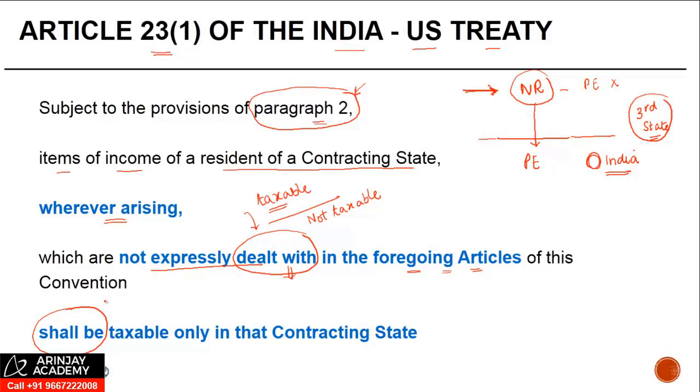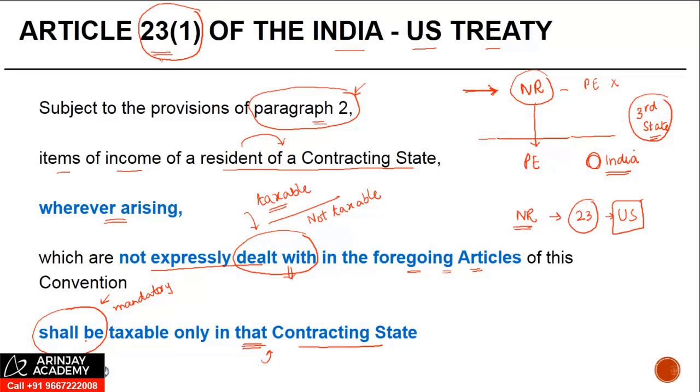So if an item of income is not dealt with in the foregoing articles of this convention, it shall be taxable. The use is "shall be", which means it is mandatory that it shall be taxable only in that contracting state. So a resident of a contracting state shall be taxable in that contracting state, which means if a non-resident is there who gets items which are covered under Article 23, right? Then these items of income which are taxable under Article 23, other income, shall be taxable only in the United States.